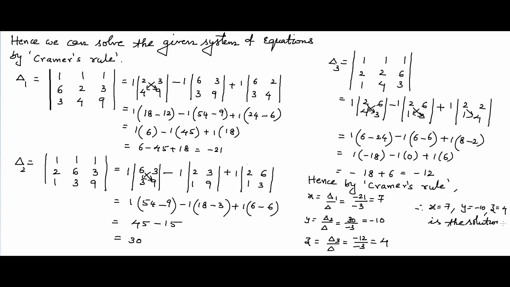So x equals 7, y equals minus 10 and z equals 4 is the solution of this set of equations. If you want to verify whether your values of x, y and z are right or wrong, you can use any one equation. You have three given equations. You use these values of x, y, z in any one equation. If it satisfies, that means your values are absolutely right.